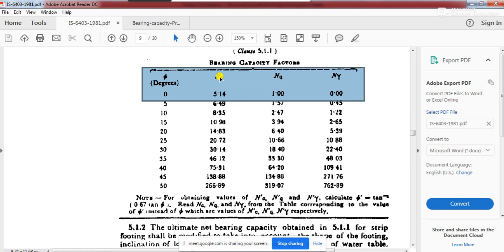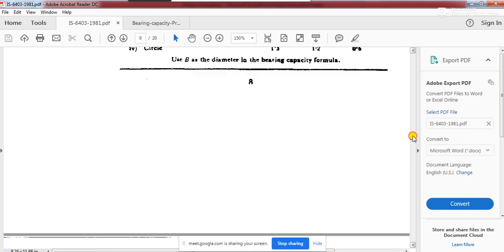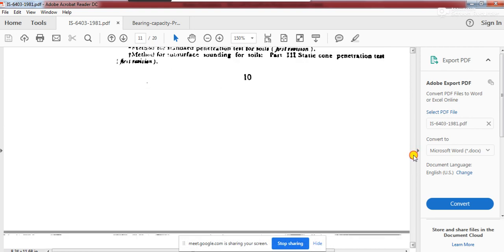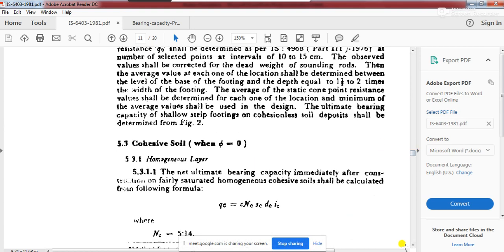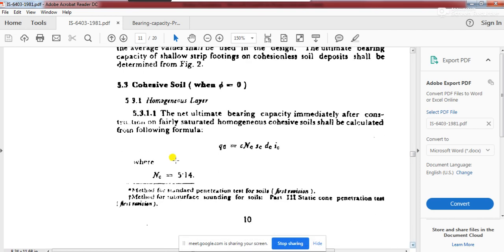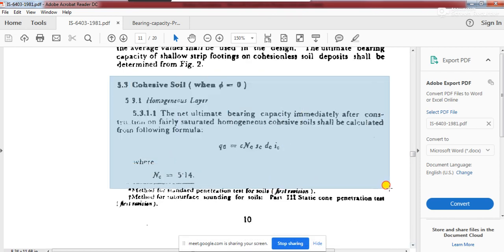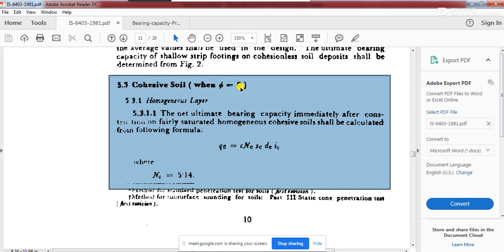A purely cohesive soil means the angle of internal friction is equal to 0, and that's what the code is using to simplify the formula at the bottom. If I go back to that, you see what the code is saying for cohesive soil. For cohesive soil, your phi is going to be equal to 0, right? So when phi is equal to 0, your NC value remains, and the NQ, N gamma values are going to be 1.